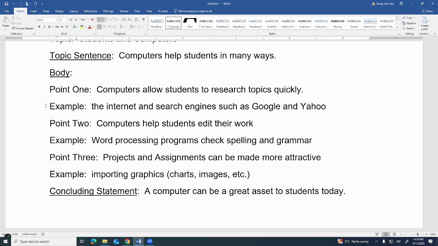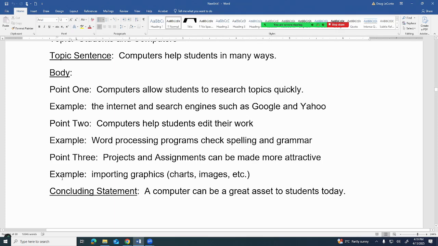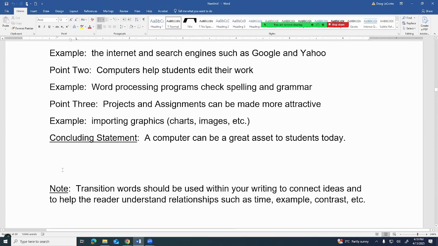Very helpful. Point 3. Projects and assignments can be made more attractive. Example, importing graphics, charts, images, etc. And then we have a concluding statement. A computer can be a great asset to students today.